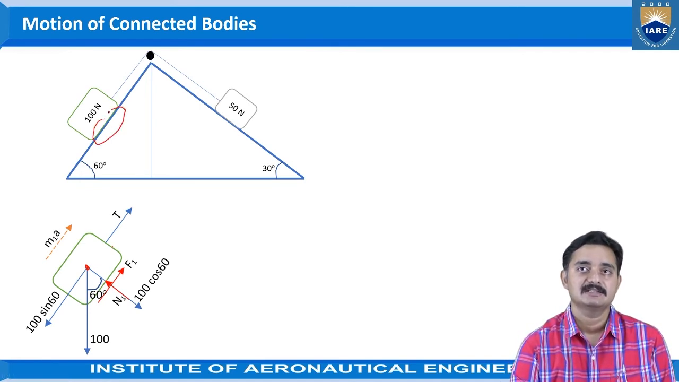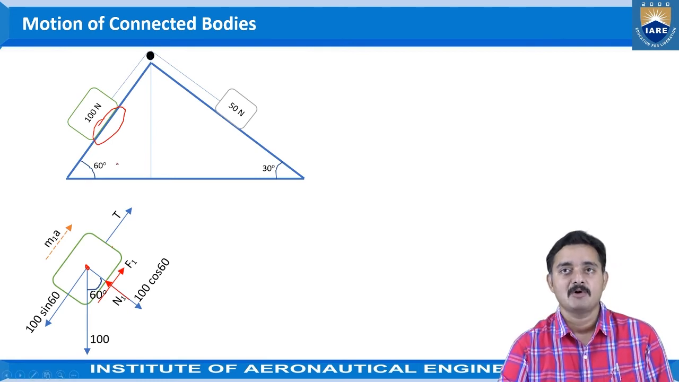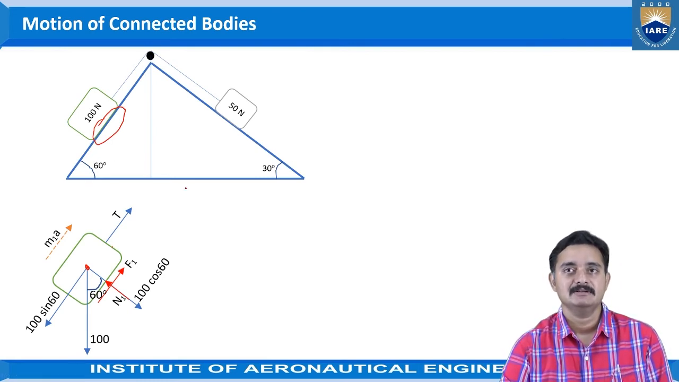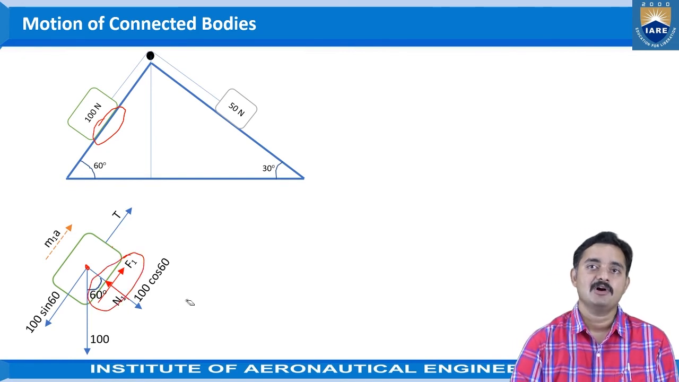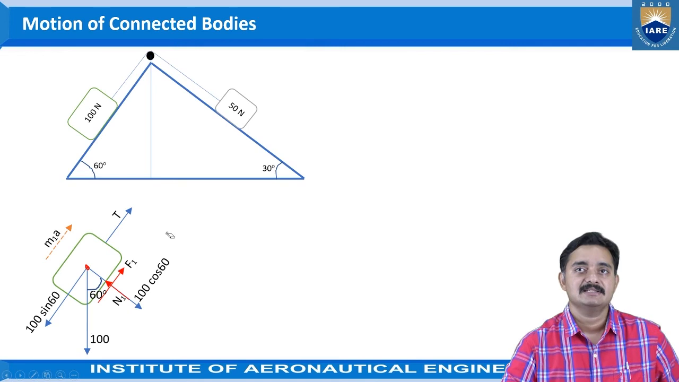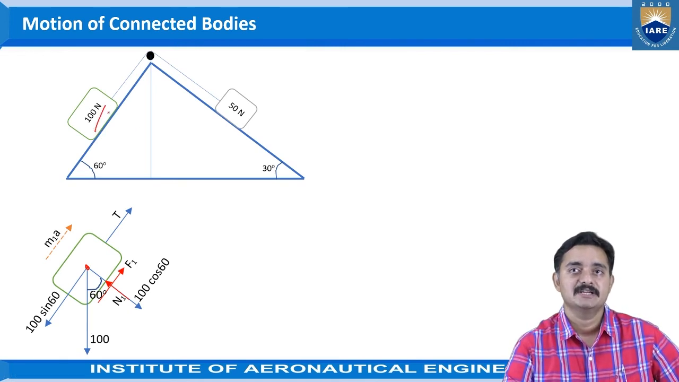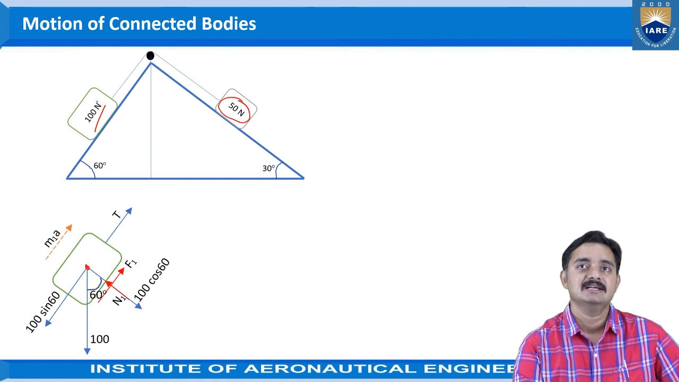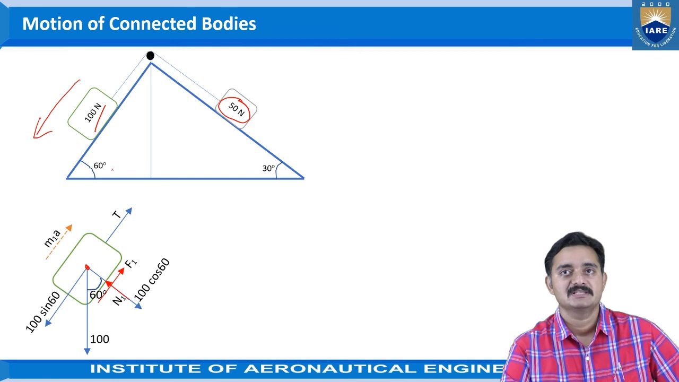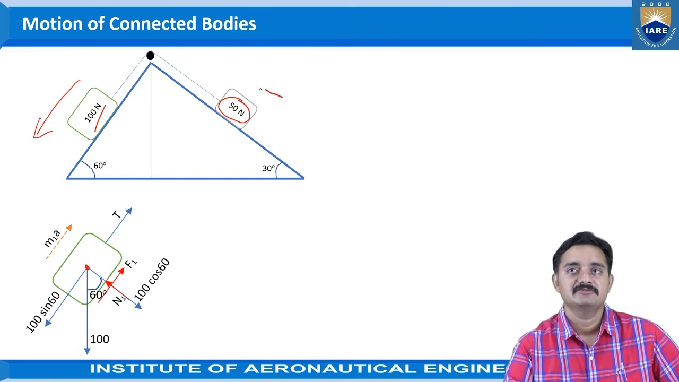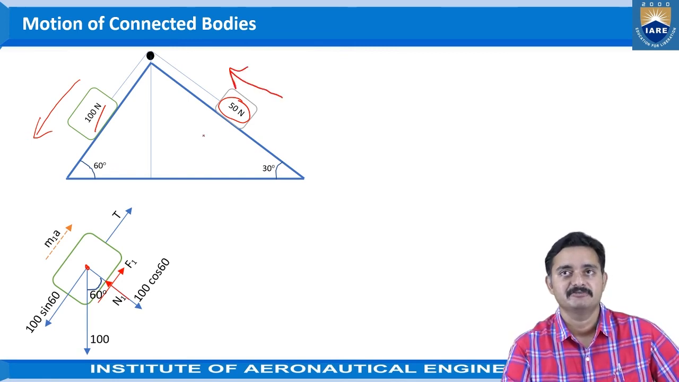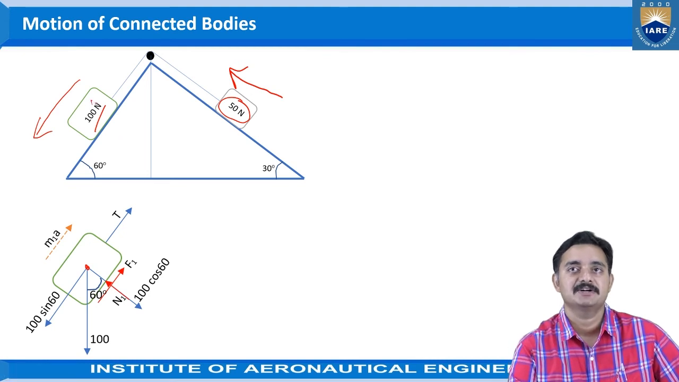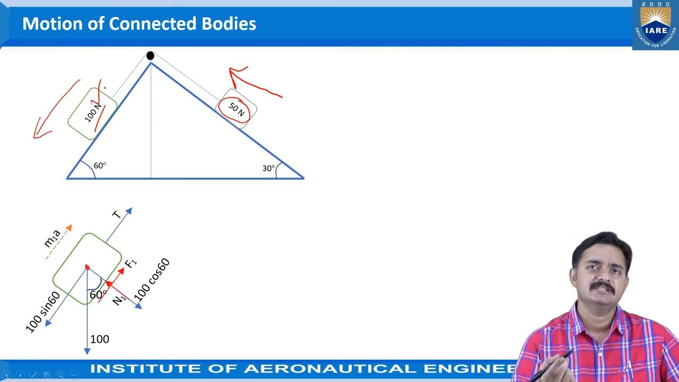Here, as the object is in contact with the rough surface, the frictional representation will be here. Now what we are considering here is, as this is a 100 Newton object that is more weight than the 50 Newton object, we are saying that this 100 Newton object will be moving down the plane in this direction and the 50 Newton object will be moving up the plane in this direction. It is just an assumption.